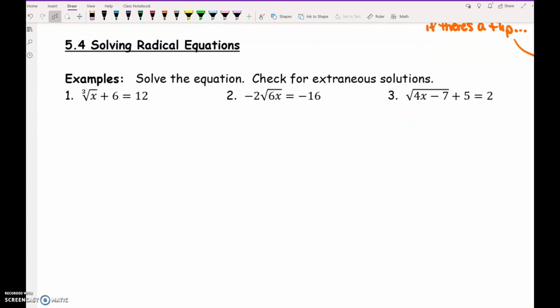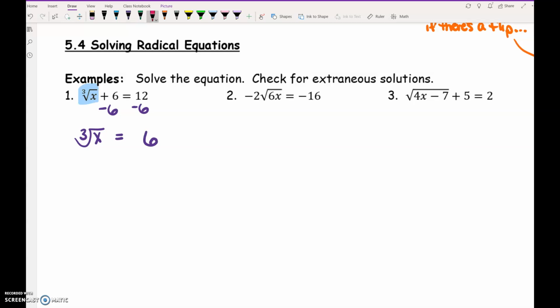Today we are going to solve radical equations, and every type of equation that we have solved, we are always trying to isolate something, get something by itself. If we're solving radical equations, we want to isolate the radical. We want to get the radical completely by itself. How do we get rid of that plus 6? Minus 6. That will give us the cube root of x equals 6.